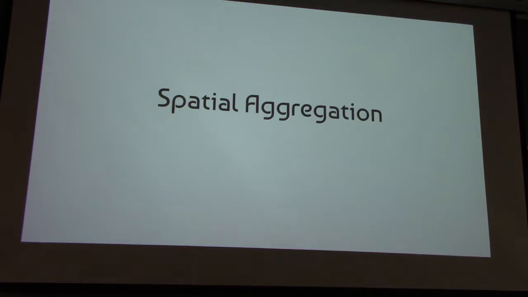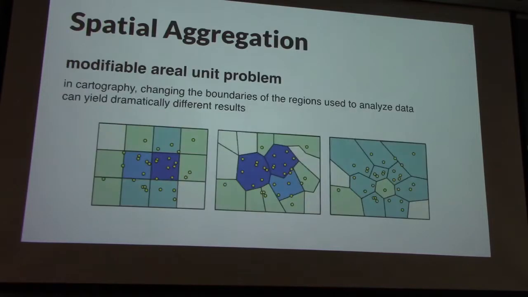Okay, so we've talked about aggregation of abstract data. Now I want to talk a little bit about aggregation in a spatial context. Has anybody heard of the modifiable areal unit problem? The trick here is that if you try to make some judgments about some frequency in an area, how you choose the bins matters a lot.